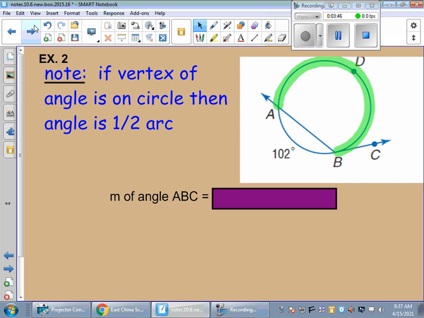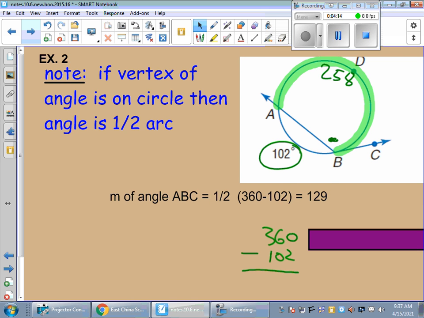Next slide here, same concept. If the vertex of an angle is on a circle, the angle is half of the arc. So this angle right here is going to be half of that arc. Well, this arc is 102, so you go 360 minus 102, and that will get us that other arc, which is 258. So this arc is 258. So in order to find that angle, we're going to take 258, and we are going to divide that by 2, and you get a final answer of 129.